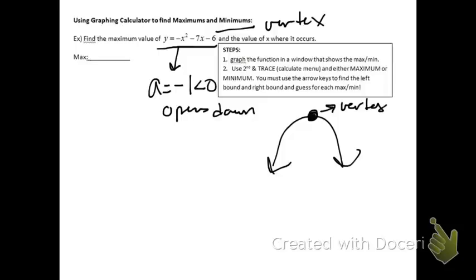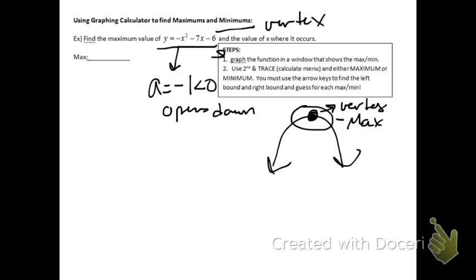Now, of course, we could do it by hand, but the point of this is to have our calculators do it, so we're going to follow the steps that I have listed there. We definitely need to graph the function in a window that actually shows us the maximum or the vertex. And then we're going to use the second trace buttons to get to the calculate menu, and then choose maximum, which is the case here if the graph opens down. This is the maximum value.